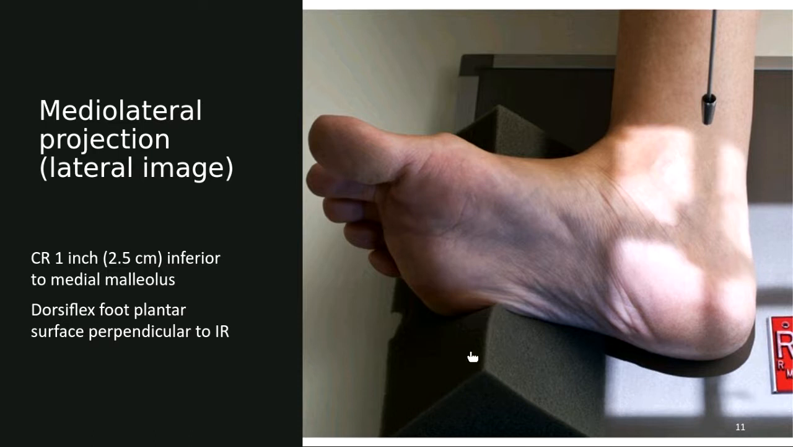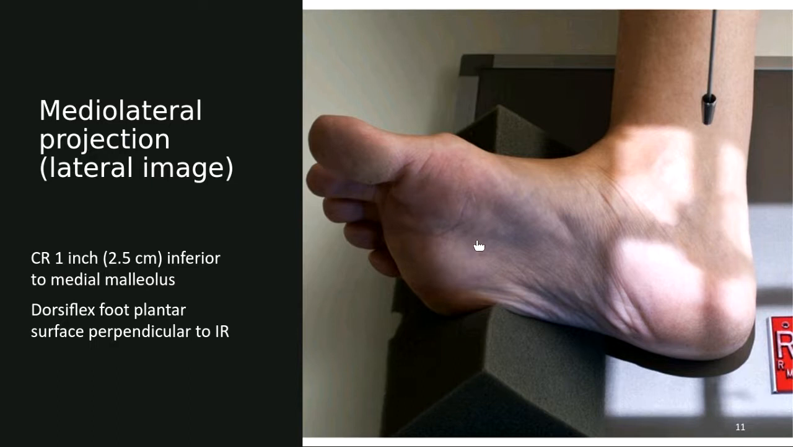Sometimes you have to give the patient a sponge because if they truly lay their foot flat, it can actually over-rotate the foot so that it's not completely lateral. So that must have been the case here, where when the foot was completely flat on the IR, this wasn't lateral. It was actually over-rotated. So they raised the foot and just put a sponge under there instead of making the patient try and hold that position, which would be difficult to do.